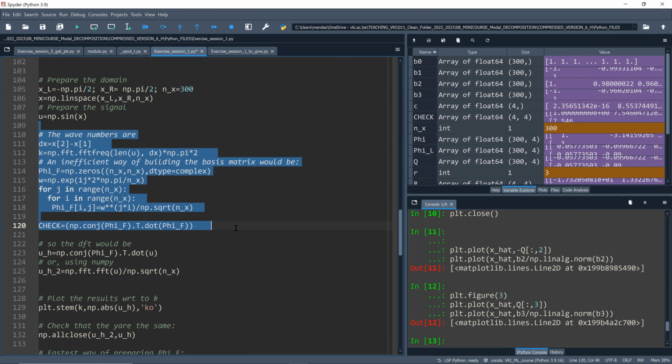Do you follow what is happening here? This is a very bad way of preparing the Fourier matrix. I will then ask you to think about a much better one. We will discuss this.